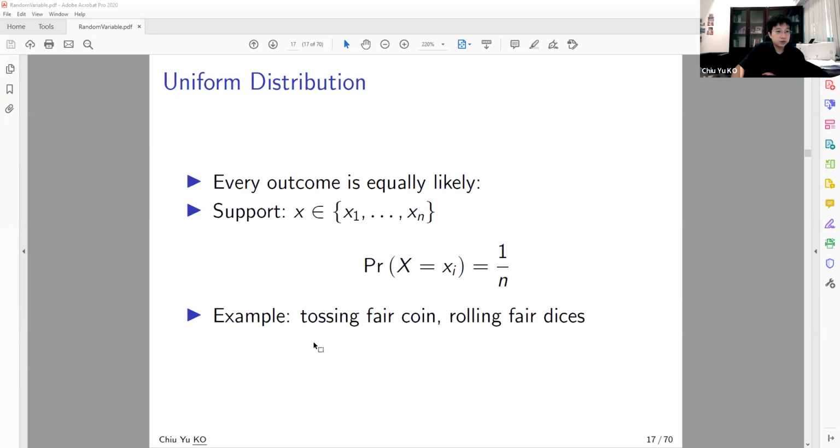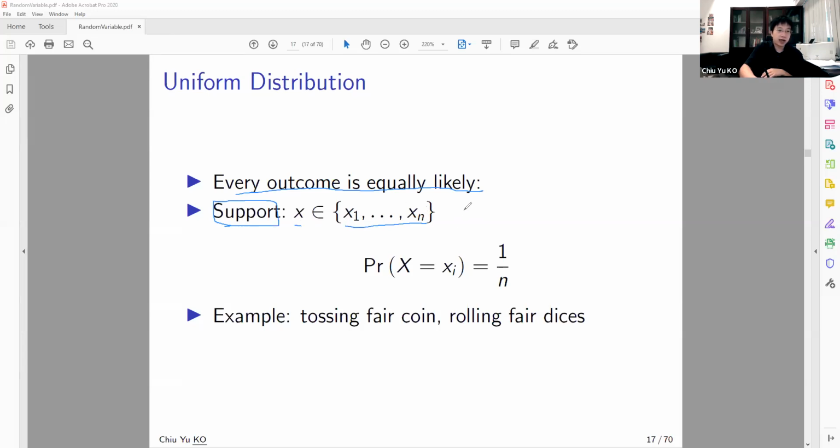The first one is the uniform distribution. It is useful for lotteries, gambling, or random sampling. That means each outcome is equally likely. And here is the support. Support is the idea of the sample space, all possible outcomes. Basically, it is all the possible values for this random variable, and only for these values are they possible: x1 up to xn.